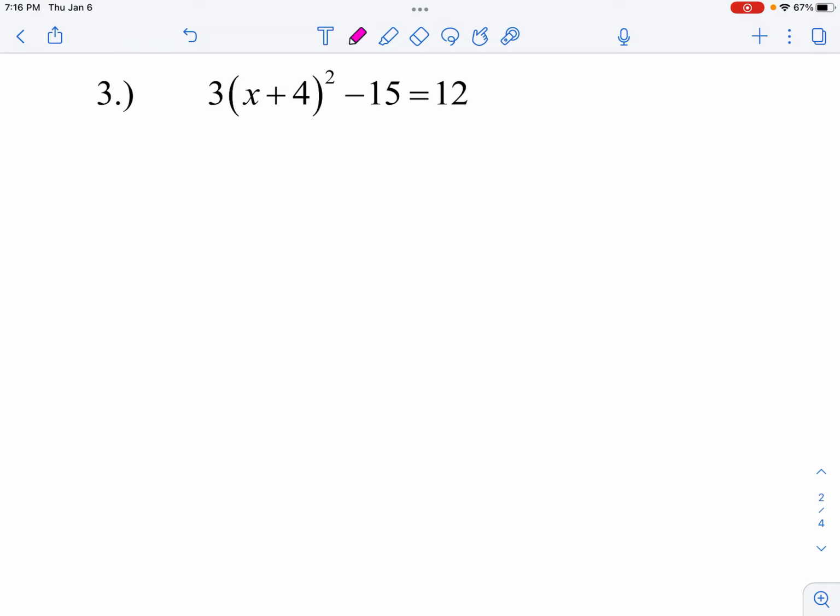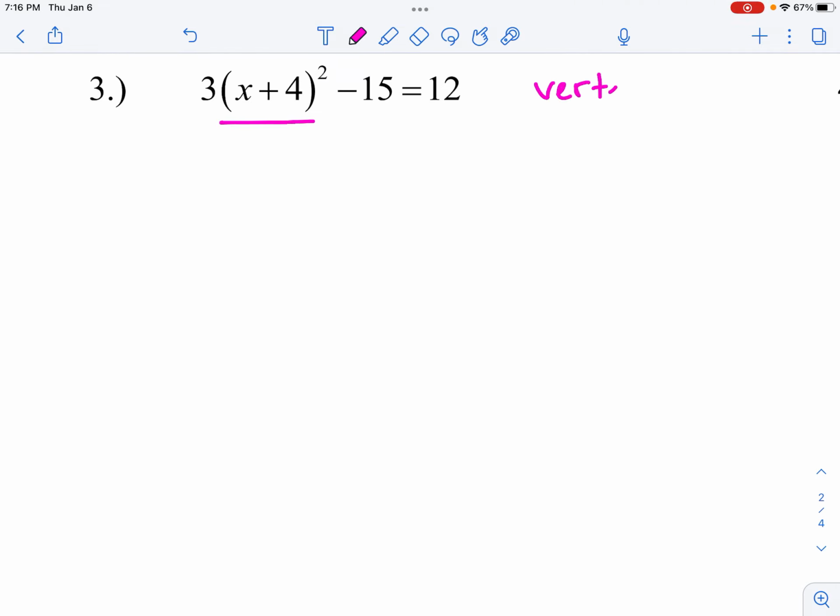Here we go. So the first thing I notice about this one, I've got parentheses squared, which is a cue that since I have vertex form or a modified vertex form, that's going to be another square rooting problem. So I'm going to solve by square rooting here.